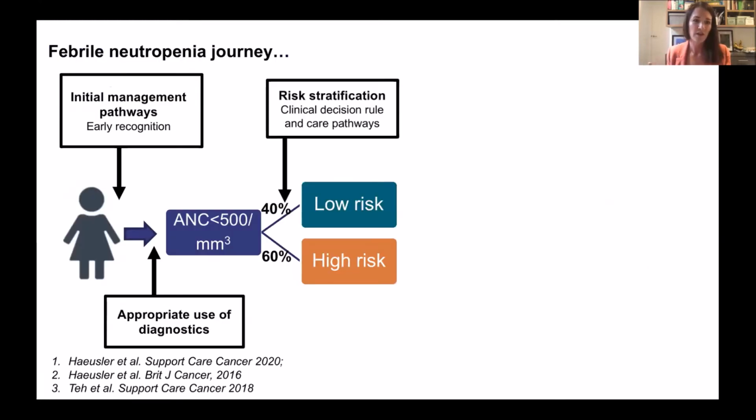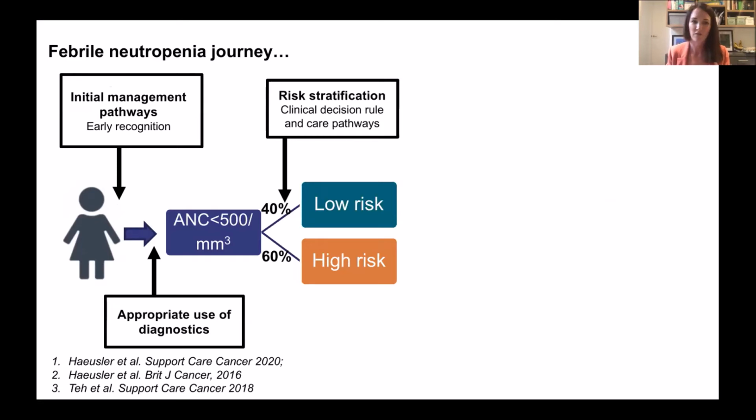So when we think about the febrile neutropenia journey, and this is the same across both adults and children, the management is really very similar. There's early recognition and initial management pathways, early antibiotics if patients have sepsis, making sure there's appropriate use of diagnostics and blood cultures taken at the right time and the correct volume, etc.